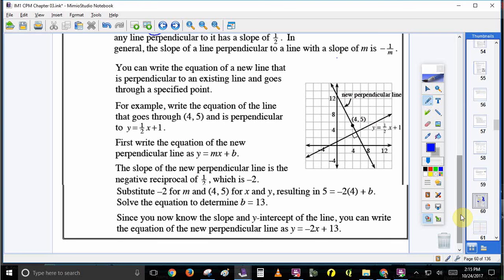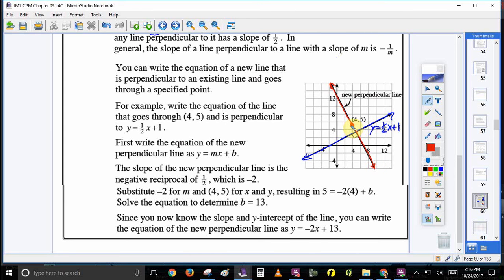For example, write the equation of a line that goes through point 4,5 and is perpendicular to y equals 1/2 x plus 1. And they have that drawn out for you here on the right. There's point 4,5. Here's the line y equals 1/2 x plus 1. And we want to find the equation of this new perpendicular line that I'll do in red that goes through that point and crosses at 90 degrees.